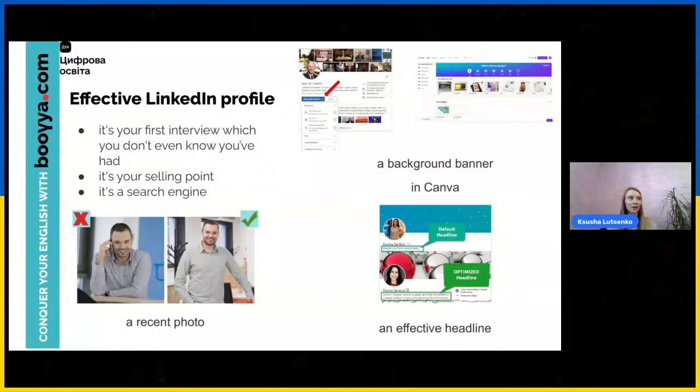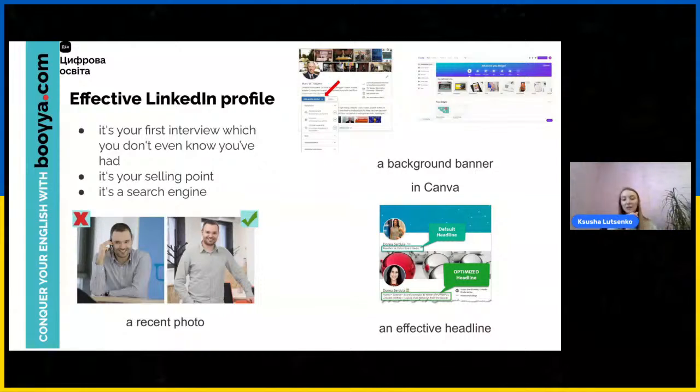If I were a speaker, and I wanted to show how cool I am, I would put photos of me at different conferences or lectures that I gave, to show how many people were listening to my lectures, how many people were involved, or how cool I look giving a lecture. So that's why we need a professional background banner.